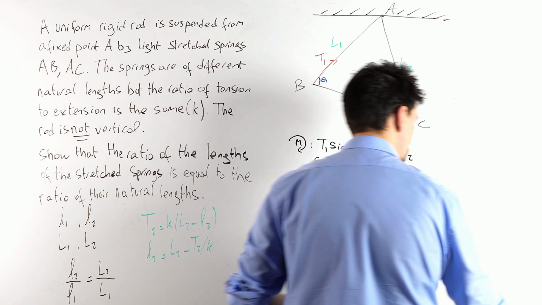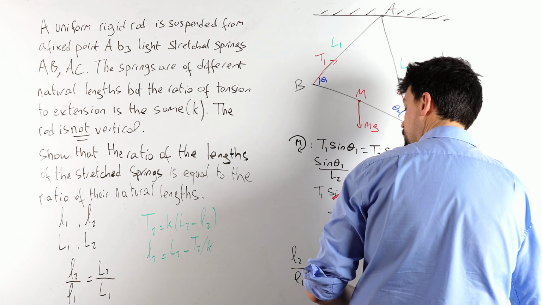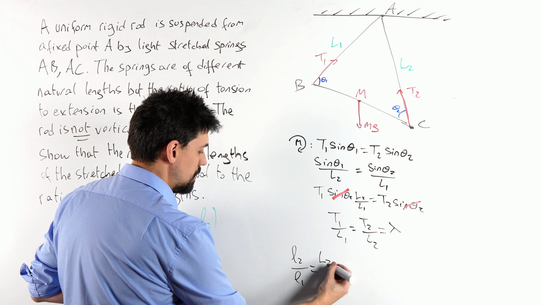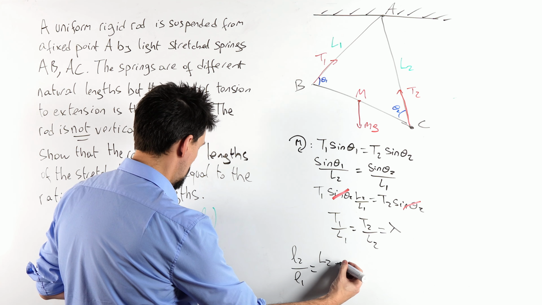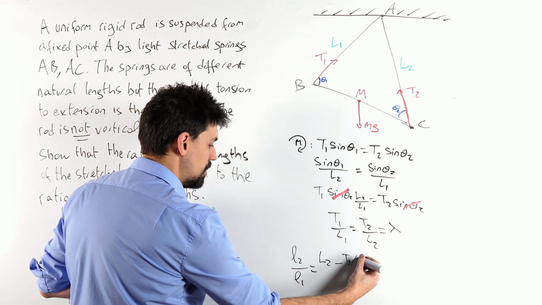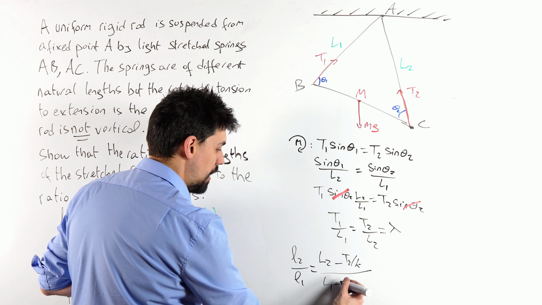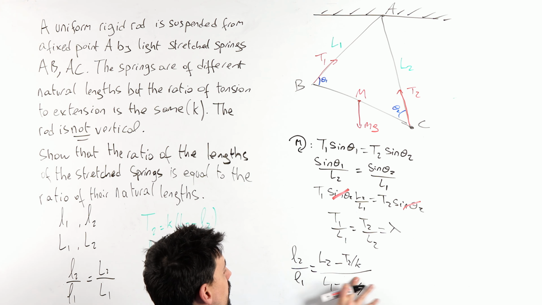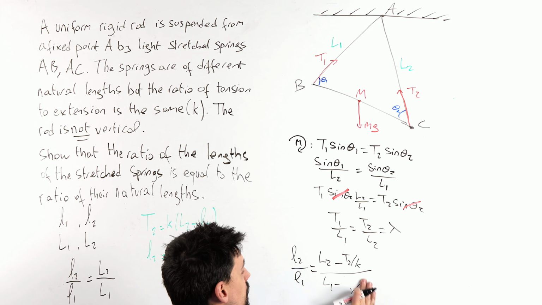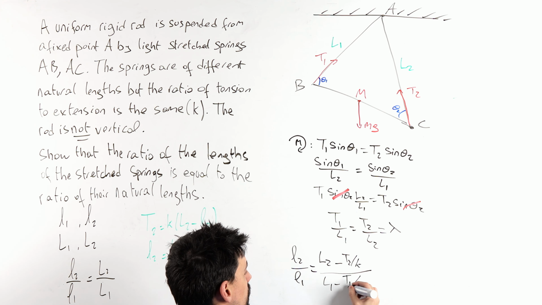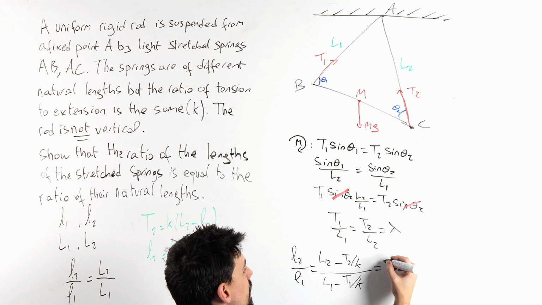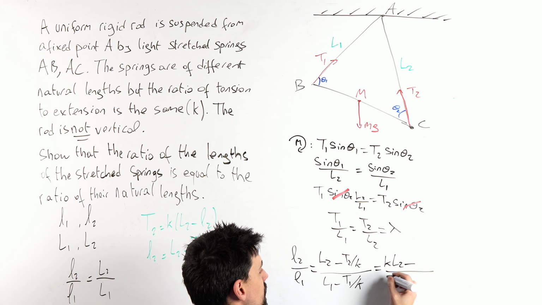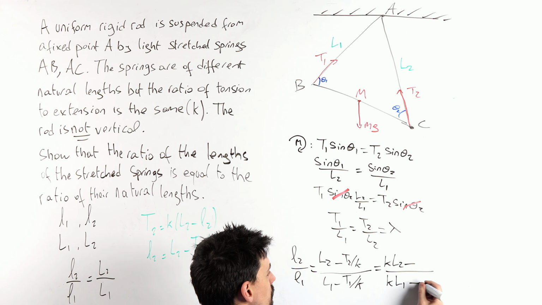Do I have enough pens in my hand? Probably not. So l2 is big L2 plus T2 over K, and l1 is L1 plus T1 over K. Can't do it at that angle, we're going to have to drop down. Can you see me? You can see me. That is K L2 plus, and I'm going to deal with that in a second, K L1 plus.